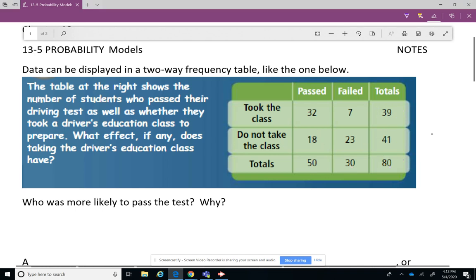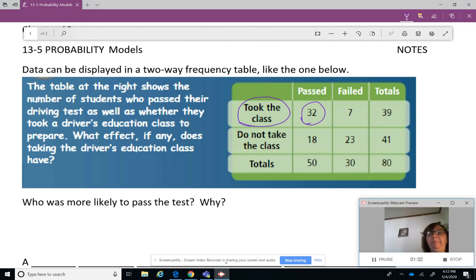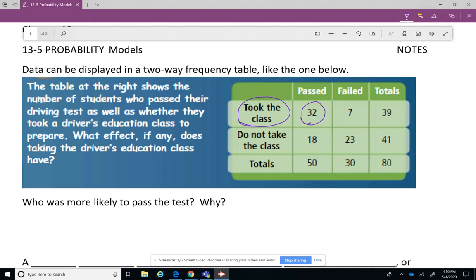All right, so let's look at the next point. What effect, if any, does taking the driver's education class have? So if they took the class, we have 32 that actually passed it. All right, so how likely was a student to pass whether or not they took the course? Here we have they took the class, they did not take the class, but we're looking at the pass rate.